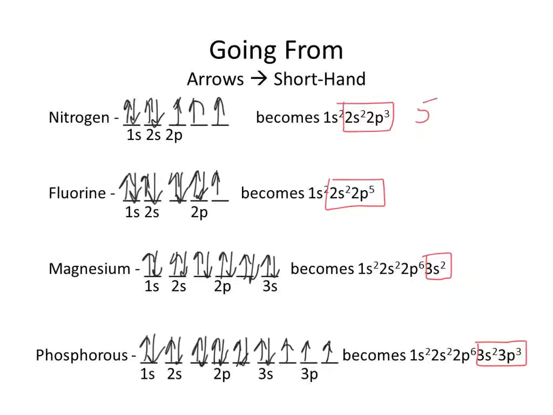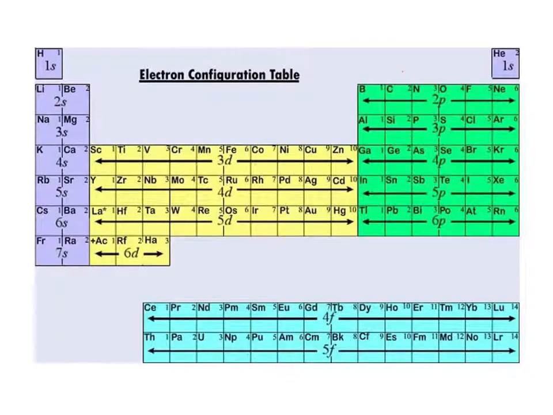I have 5. I have 7. I have 2, and I have 5. And if you look on the periodic table, you will find that these will correspond to the group that has 5 valence electrons, 7, 2, and 5, right? So that's what's more important about that than writing all up and down arrows.